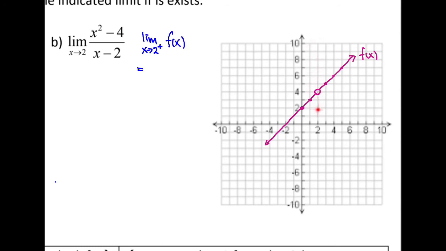So 2 is right here. From the right will be here. As we get closer and closer to x equals 2 from the right, your y value is getting closer and closer to 4.